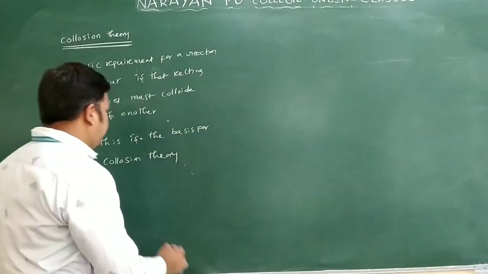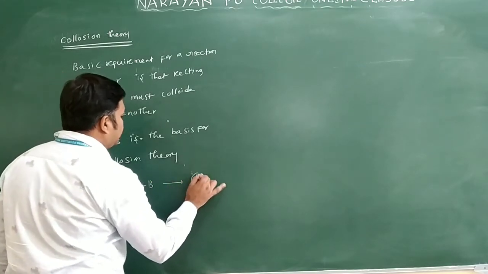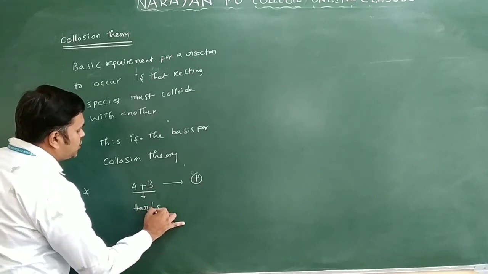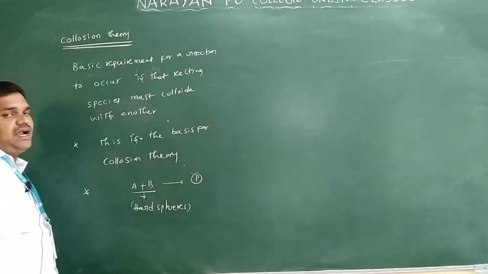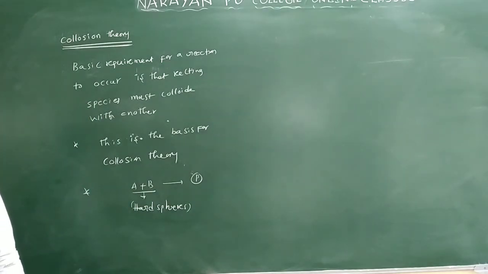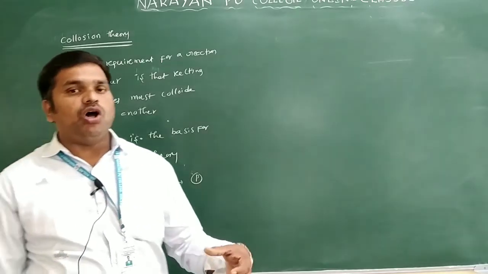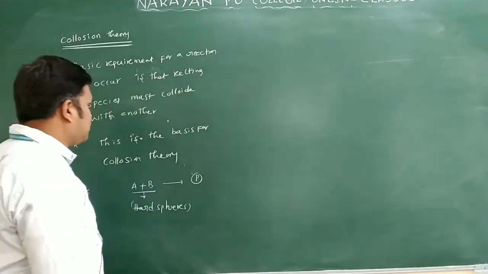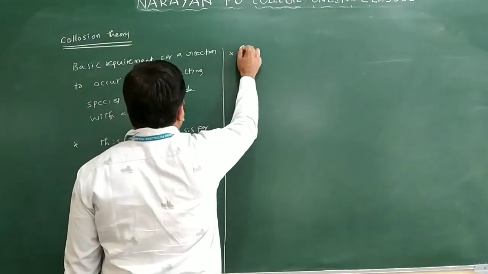Suppose A plus B gives rise to products. Here A and B are assumed to be hard spheres. The reaction occurs when the molecules collide with each other. So I will write here the reactant molecules in this theory.